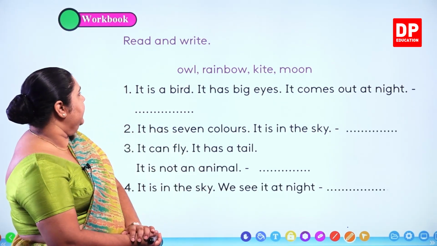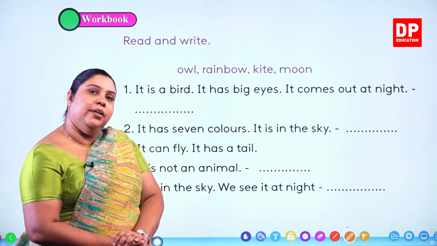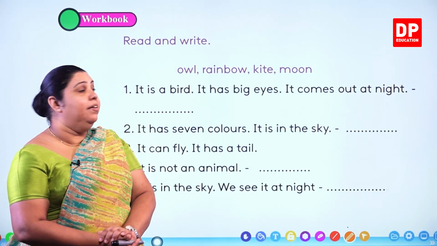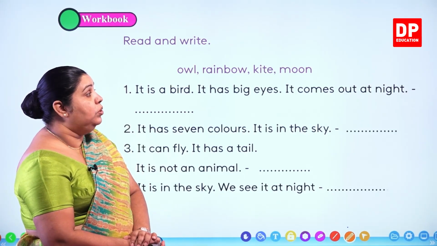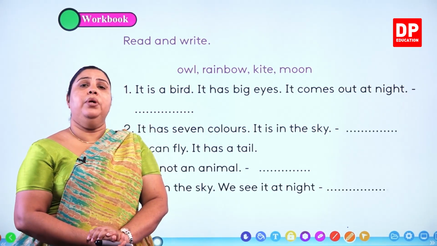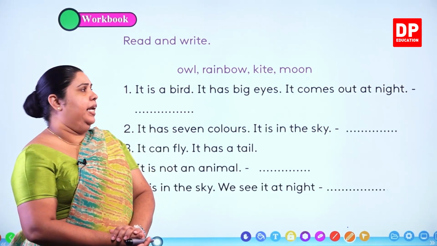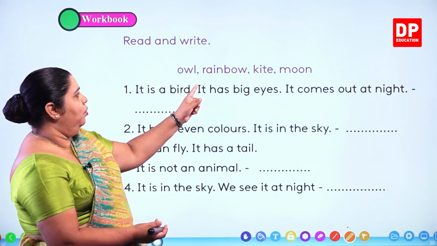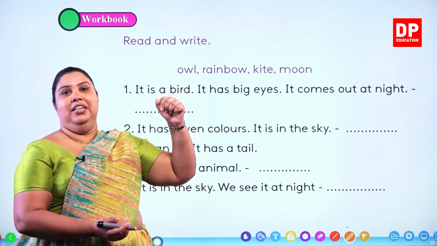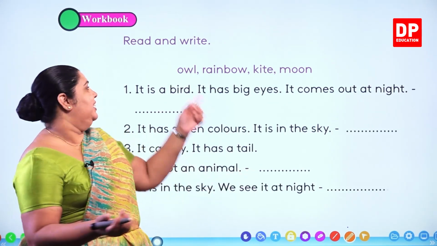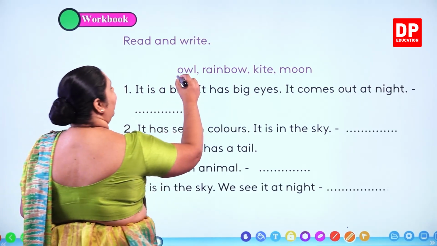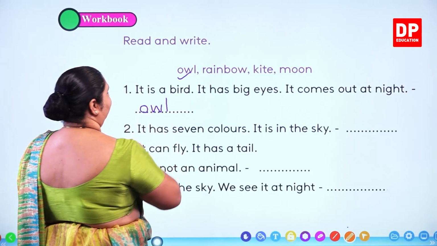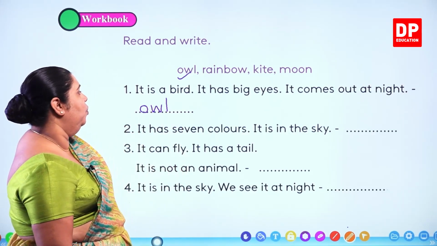කවුද පුතේ? It is a bird. කුරුල්ලෙක්ලු. It has big eyes. ලොකු ඇස් දෙකක් තියෙනවලු. It comes out at night. රෑටලු එළියට එන්නේ. කවුද? Now we have 4 words here. Owl, rainbow, kite, moon. Who is the bird there? It's the owl. So we will write the word owl over here. We found the answer. Owl.